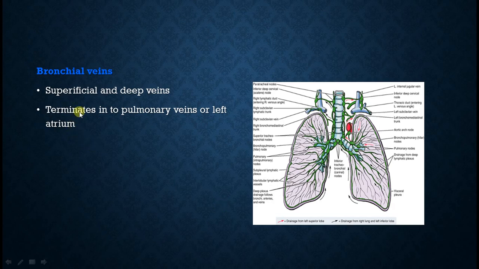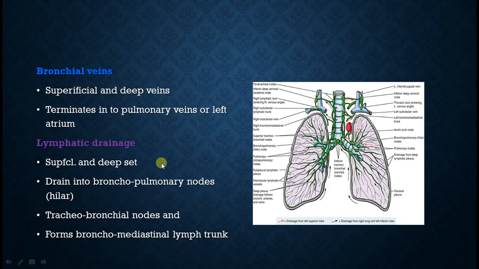Veins: you have superficial and deep veins. They terminate directly into the pulmonary veins or the left atrium. Superficial and deep sets. The superficial set might drain the pulmonary pleura and the adjoining part into the azygos vein. The deep set might drain into the left atrium.